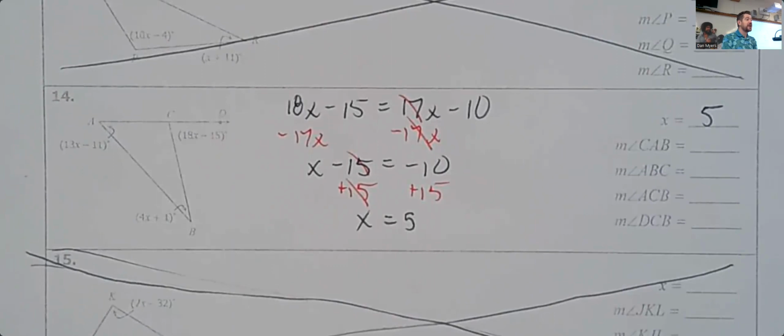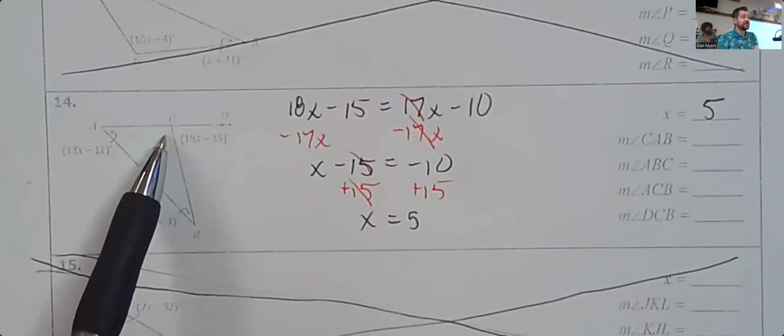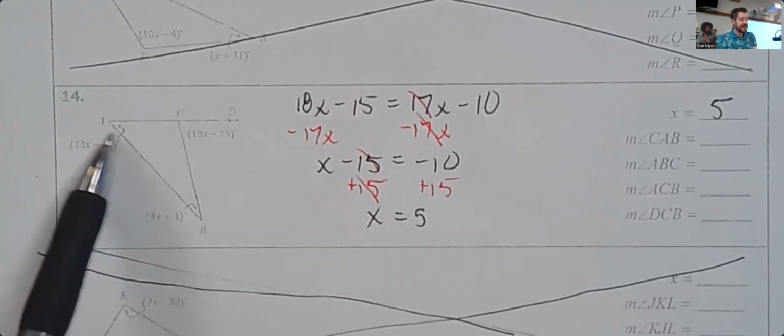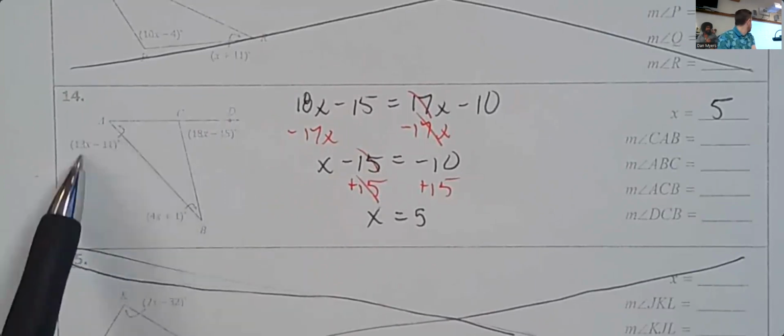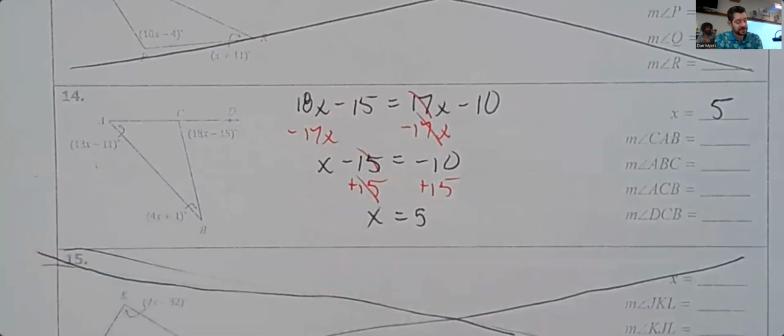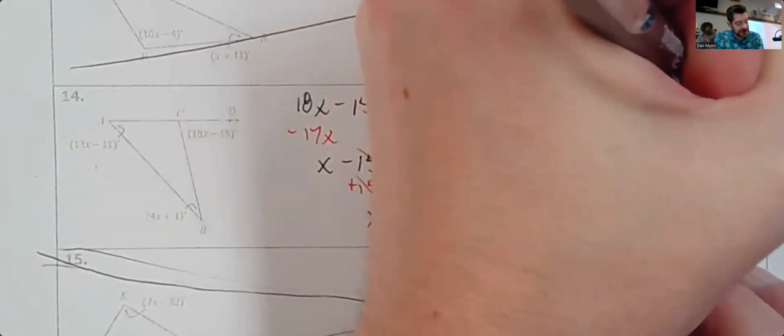Now we have to figure out all 4 angle measurements in this diagram. The fourth one is this one here that's blank. But we'll figure that one out too, because we know about triangles. All right, so angle CAB, that's this one over here. CAB is over here. So we're going to do 13 times 5, because x is 5. 13 times 5 minus 11. 54, good. So CAB, 54 degrees.